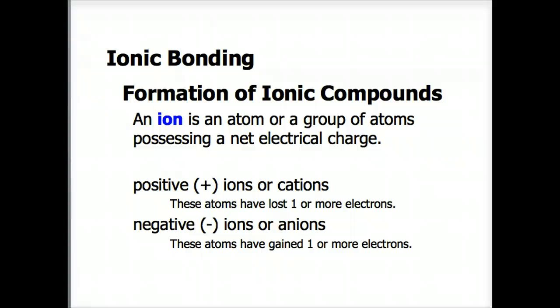Again, in the formation of an ionic compound, an ion has to exist first. An ion is an atom or a group of atoms possessing a net electrical charge. They can either be positive cations, meaning they have lost an electron and have more protons than electrons, or they can be negative ions or anions, meaning they have more electrons than protons.